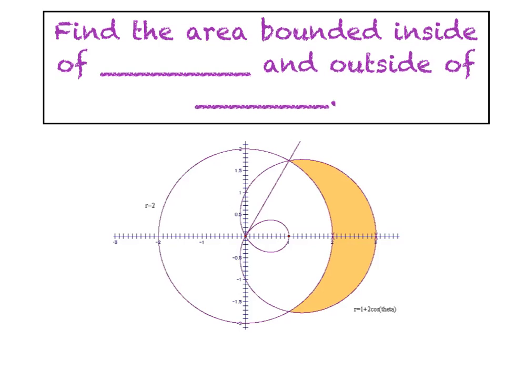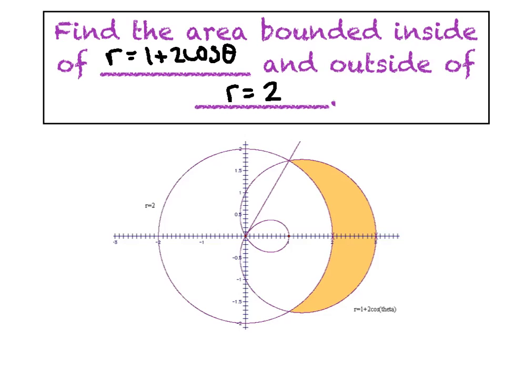I want you to find the area that's bounded inside of r equals 1 plus 2 cosine theta. So that's the limaçon with the inner loop. And yet outside of the equation r equals 2. So we want everything inside of 1 plus 2 cosine theta and everything outside of r equals 2. And I've represented that area by shading it in an orange color. So we're going to try to find that orange crescent moon-shaped object.